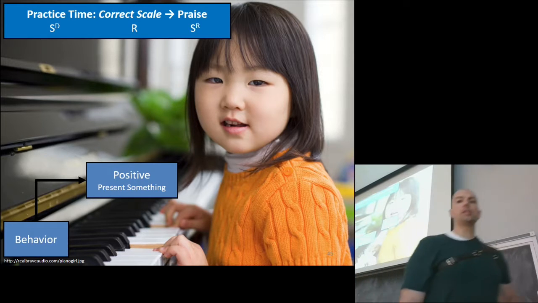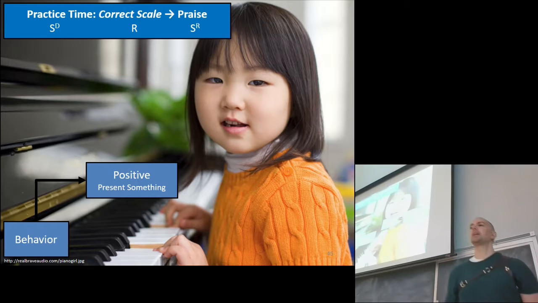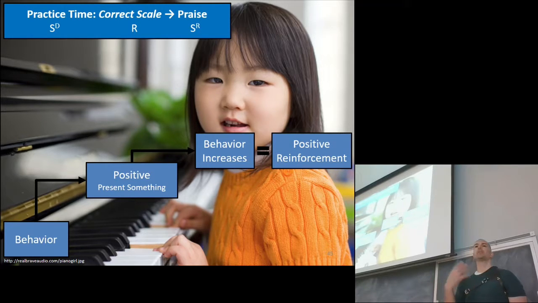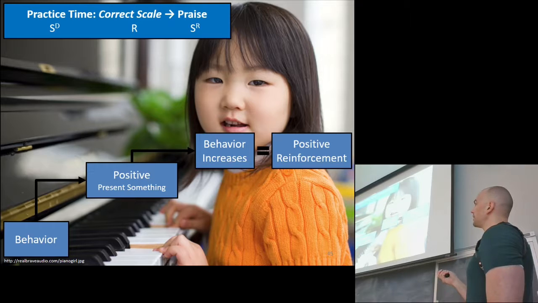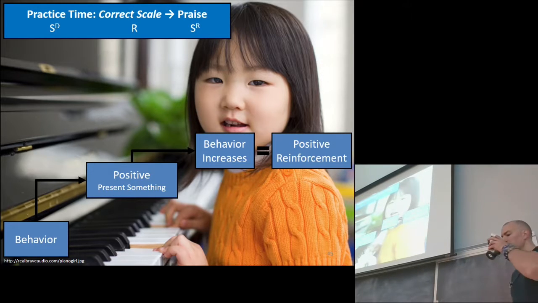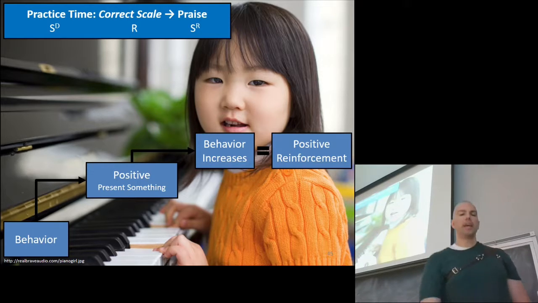What happens after that? She's more likely to play the scale correctly in the future. So that behavior increases. This is an example of positive reinforcement. And in our society, when people say, I believe in positive reinforcement, typically they're correct. When they say, I like to reward my child for this, I like to praise them for this, yes, that is positive reinforcement, because after a behavior, something is being presented, in this case praise, that leads to an increase in behavior. That's positive reinforcement. So far, so good? All right.